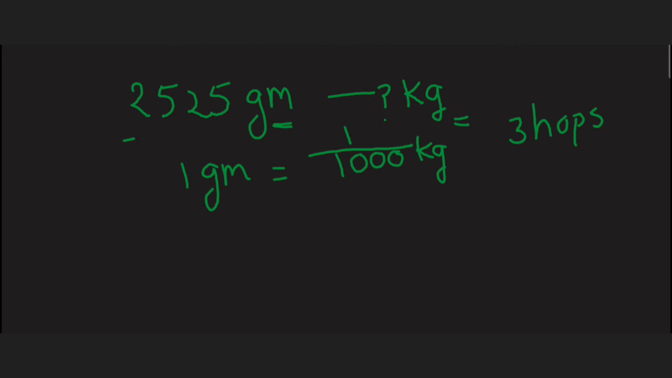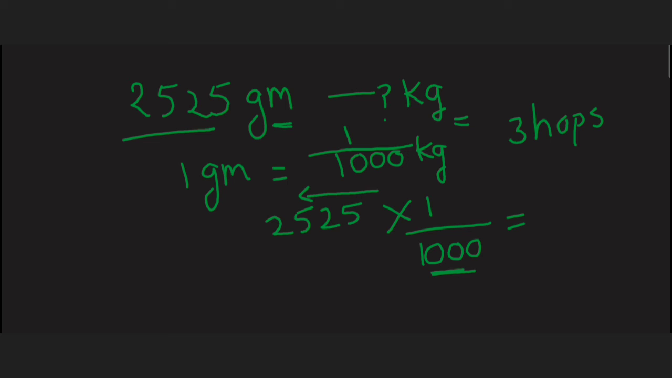So these many grams, what we have to do? We have to divide 2525 grams by 1000, multiplying it by 1 upon 1000. So we have 3 zeros here in the denominator. So we are going to put the point counting from right to left. So 3 places, 1, 2, 3 places, and we are going to put the point here. So it is 2.525 kilograms. This is how we are going to solve.